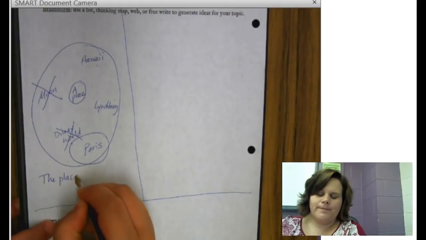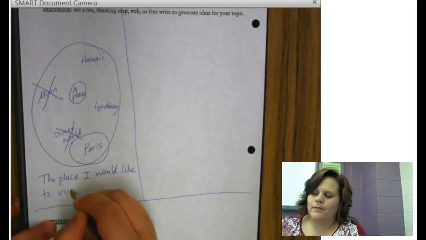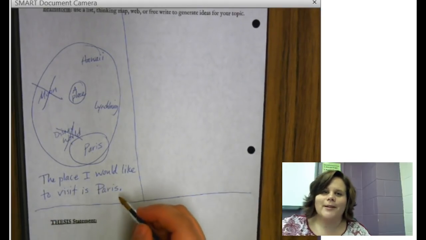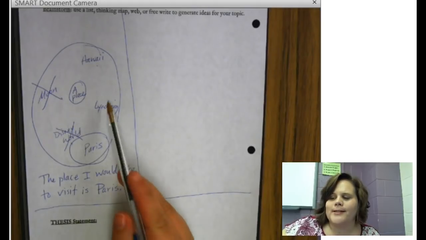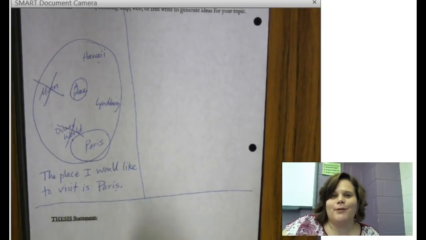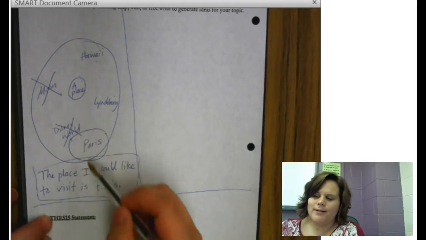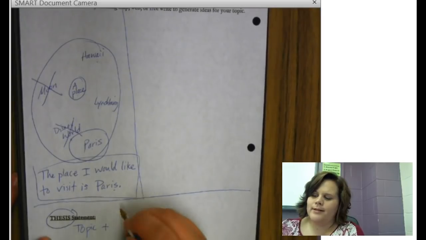The place I would like to visit is, and then pick whatever place you want to pick. I'm going to say Paris. Now here's a tip. I have already been to Paris, so I know a lot about it and I could write about it. If you pick a place like Hawaii and you have never been there and you know nothing about it, it's going to be really hard to write about it. So you could just pick a place you've already been to and write it as if you have not, and that's fine. This is our topic sentence. We have a topic. This is our topic sentence. Our goal is to get to a thesis statement, which is our topic plus our reasons or our categories.